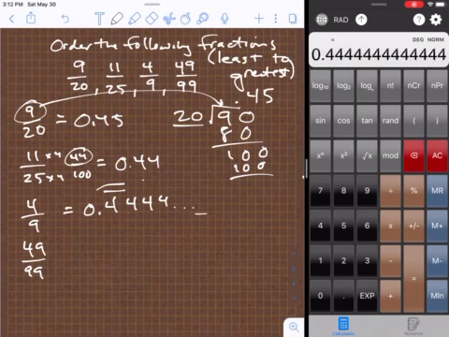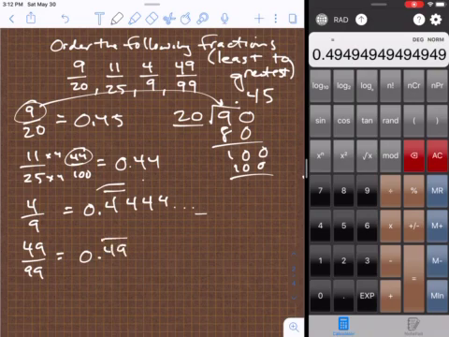And then 49 99ths, sorry, you just put in. And that's another repeating one, but it's a weird repeating one. This repeats, the 49, 49, 49, 49, right? And we'll do that.